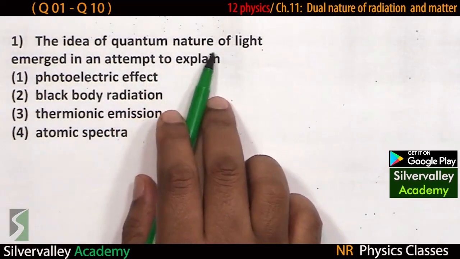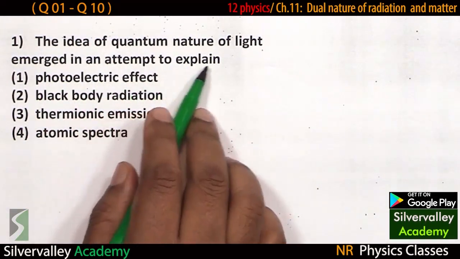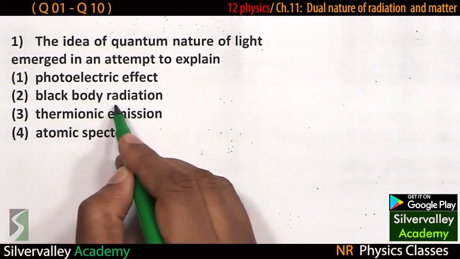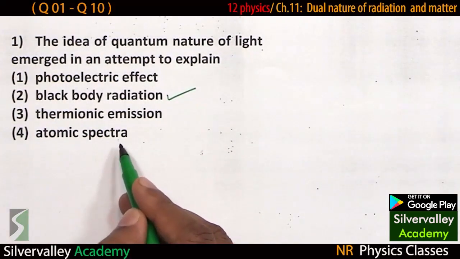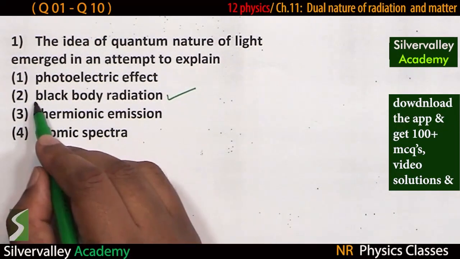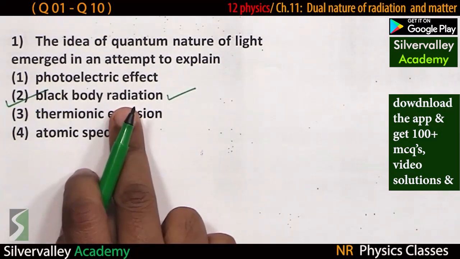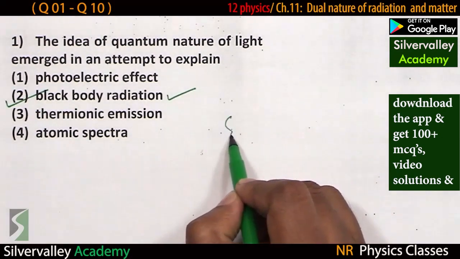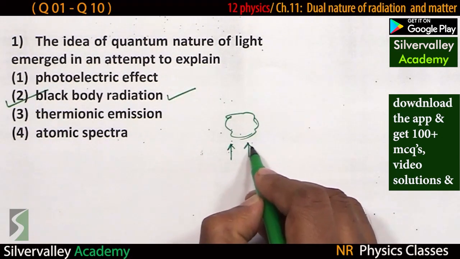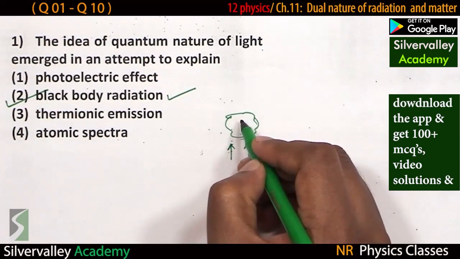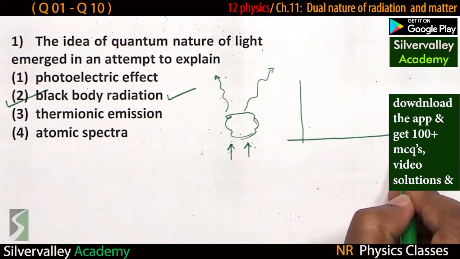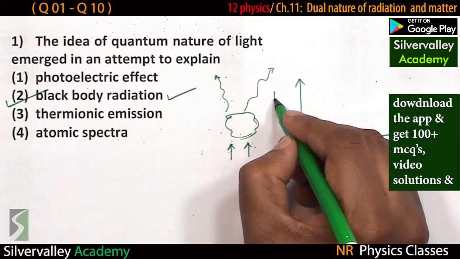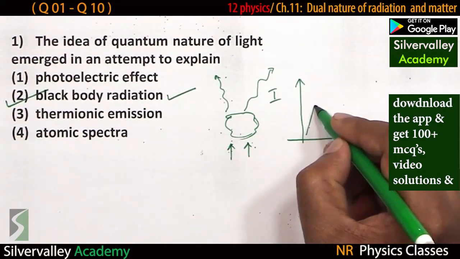The idea of quantum nature of light emerged in an attempt to explain photoelectric effect, blackbody radiation, thermionic emission, atomic spectra. So it is blackbody radiation. It's a trivial question. To explain blackbody radiation, that is, if this is a black body heated to high temperature, and if it becomes red hot, blue hot, yellow hot, then this starts emitting radiation. This we know. And the spectrum of blackbody radiation is continuous, means graph of intensity versus wavelength is this.